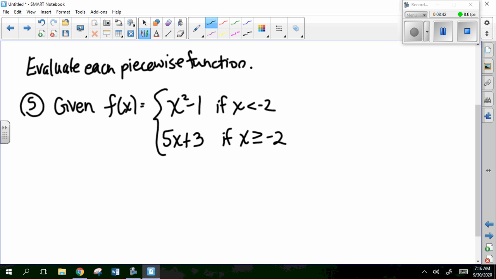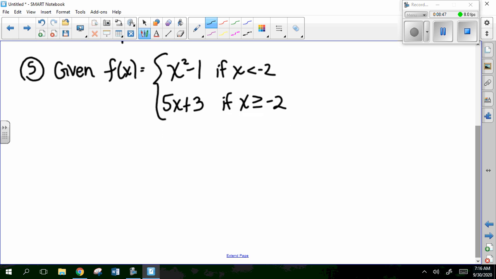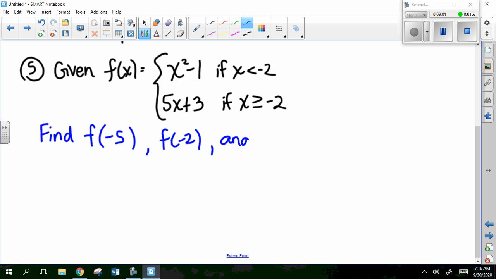All right, so I'm giving you that. That is our piecewise function. It is a function defined in pieces. And we're going to find a couple of things. I want you to find f of -5, f of -2, and f of 7. Lots of things here, because you could have found multiple things with each of the questions before. I just chose not to ask them that way. So let's do this one at a time.